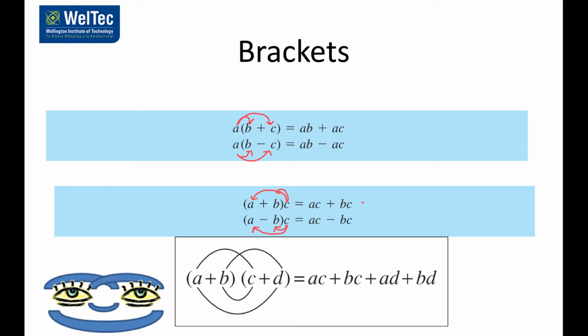You also need to be able to not just look at a variable outside a bracket, you need to be able to look at a bracket times a bracket. You can learn that it's a smiley face, or you can remember it by using the FOIL rule, so that you multiply the firsts together, the outsides together, the insides together, and the last. So it's the first, outside, insides, and then the last. And that just reminds you how to do it.